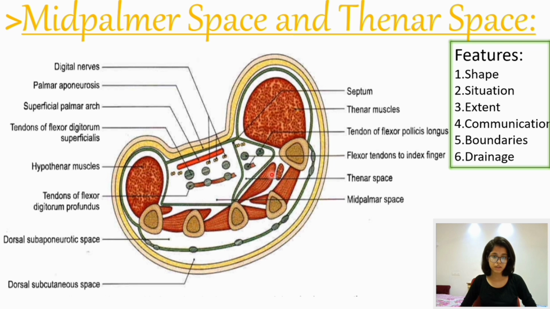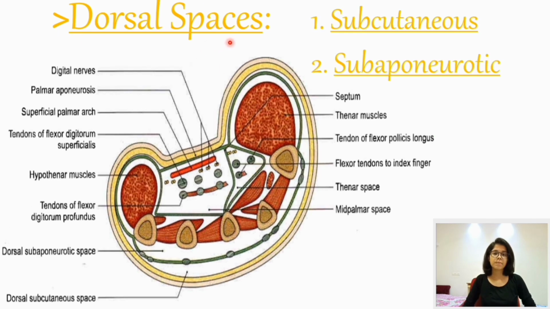You can see this is the adductor pollicis muscle. Then the lateral boundary is formed by lateral palmar septum. Along with this, we have the tendon of flexor pollicis longus and also the radial bursa. Medial boundary is formed by the intermediate palmar septum. Next is drainage. So in case of the abscess in the thenar space, drainage should be done through the first web space posteriorly.